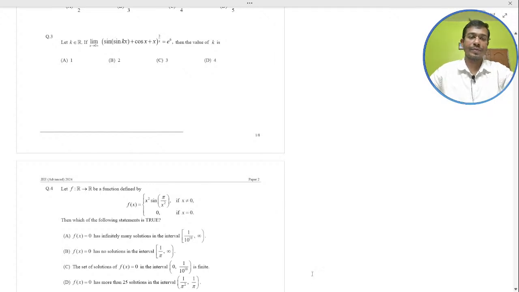Question number 2 is for you. Now for question 3. Question 3 says that if k belongs to R, if limit x tends to 0 plus sine of sine kx plus cos x plus x to the power 2 by x is e to the power 6, then the value of k is what? Let us solve.